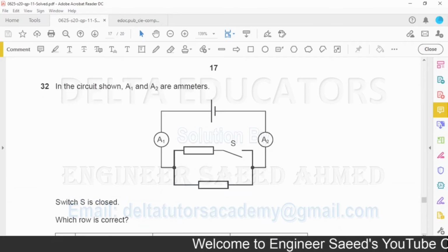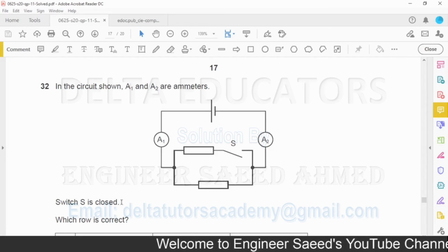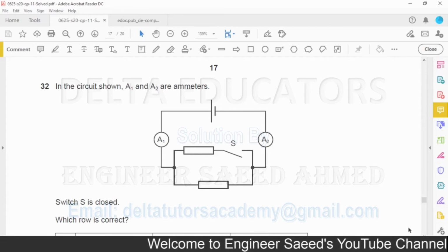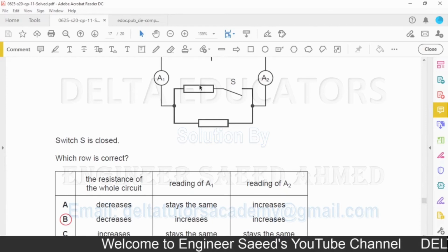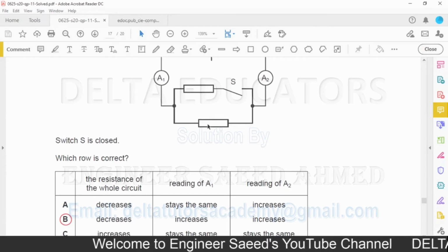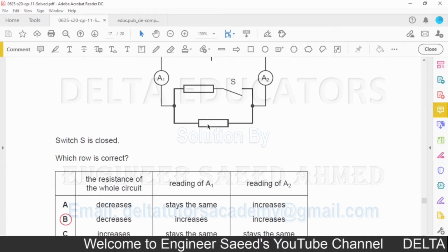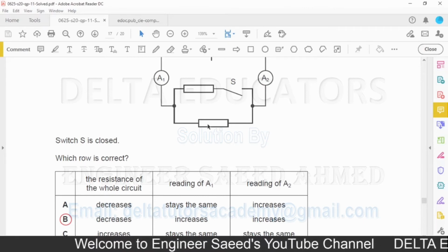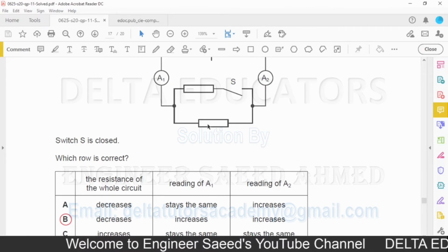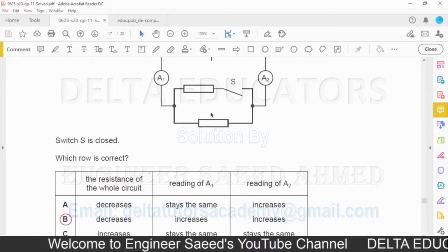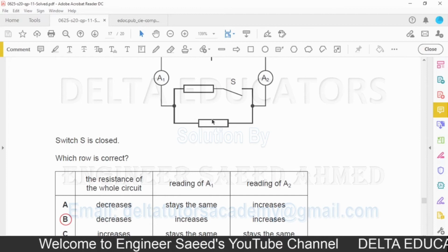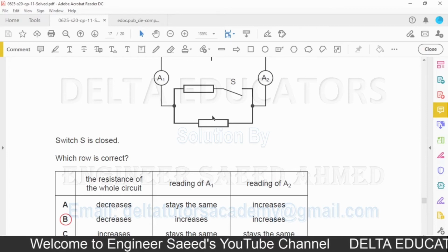Question number 32. In the circuit shown, A1 and A2 are ammeters. Switch S is closed. Which row is correct? When the resistors are connected in parallel, then the resistance is decreased. When the resistors are connected in series, then the total resistance increases. Since here, with the closing of the switch, these two resistors come in parallel, the total resistance will be decreased.